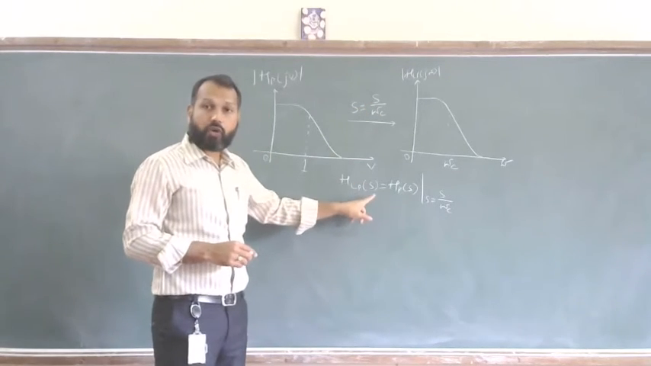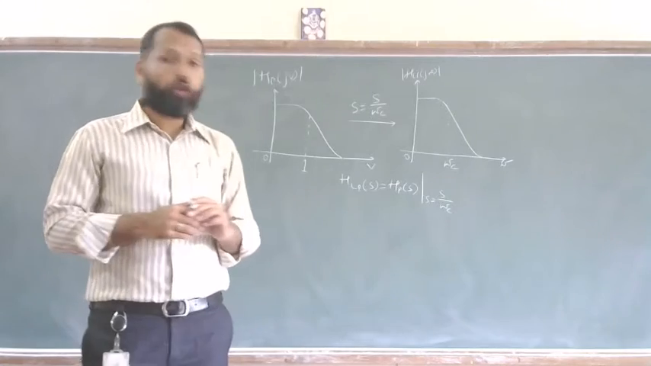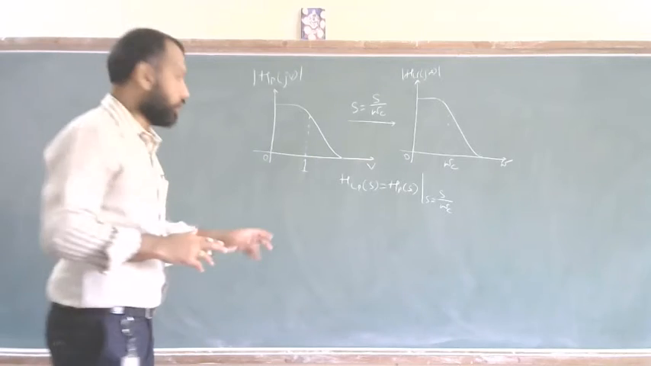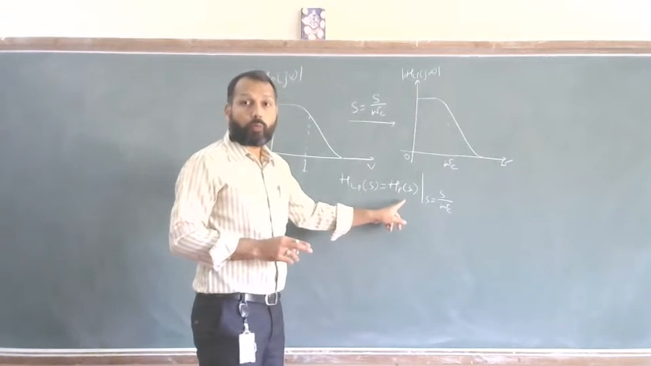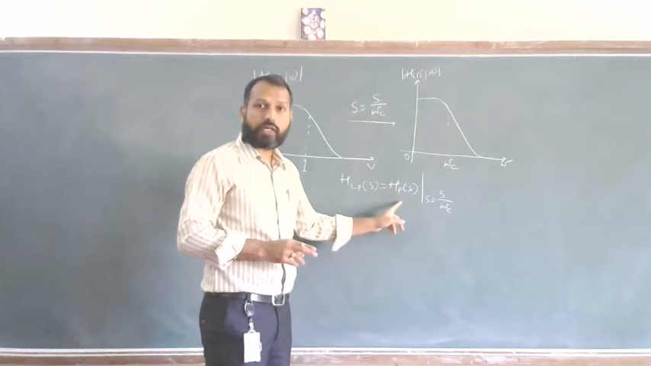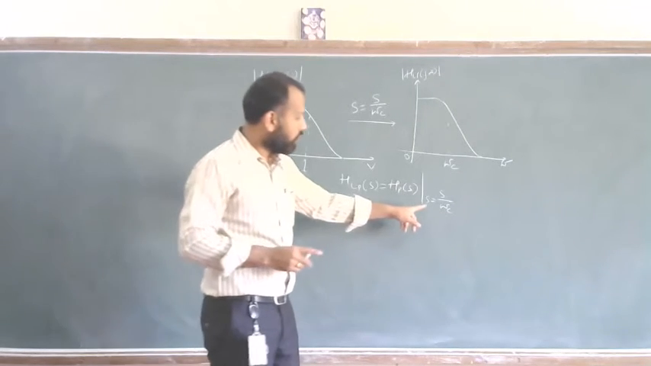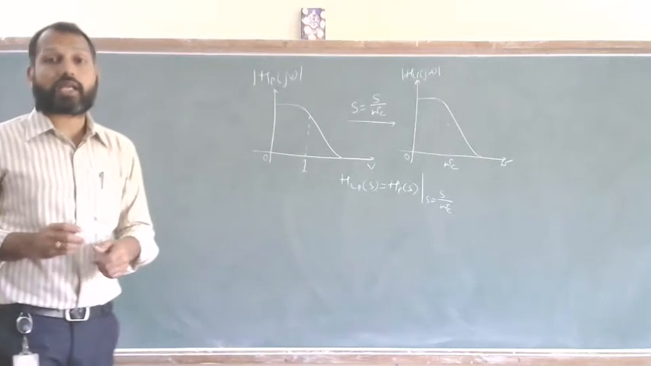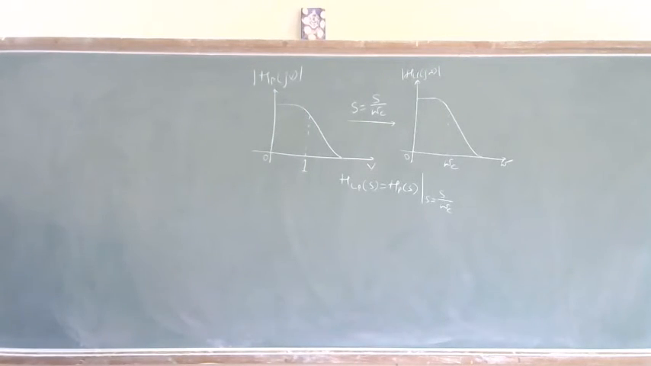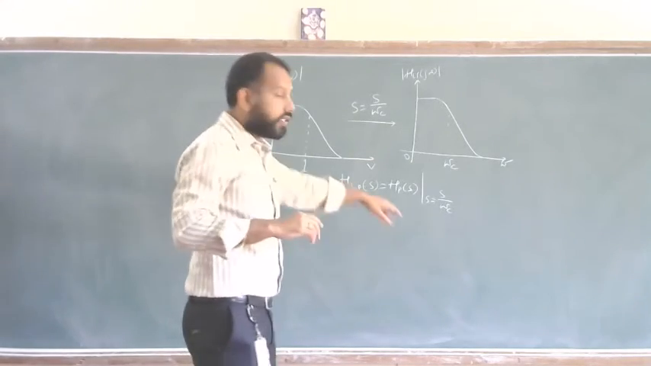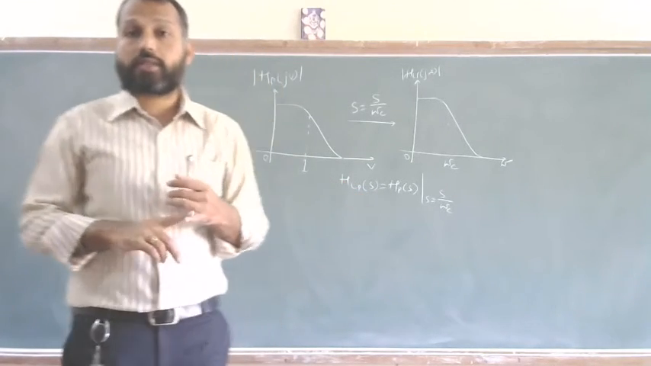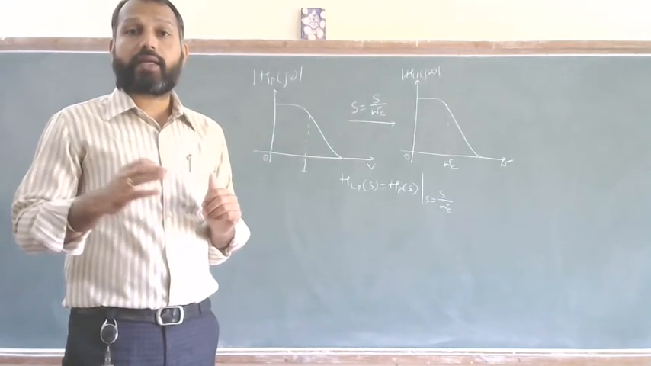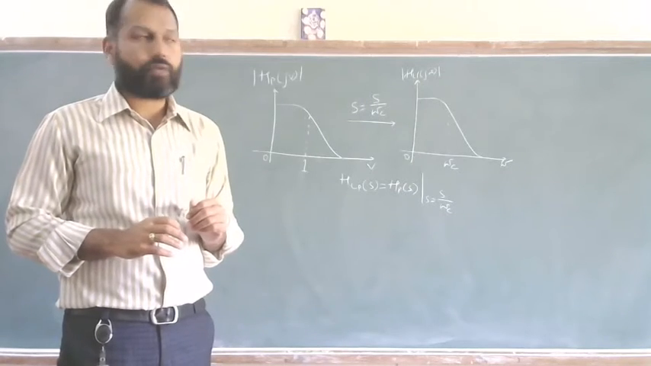So HLP of S, the practical low pass filter's system function or transfer function, will be equal to the prototype low pass filter's system function, HP of S, when S is equal to S divided by omega C. This is the transformation that we had stated earlier. We considered the transfer function of a first order system for both the prototype low pass filter as well as the practical low pass filter and compared their magnitude gain values.